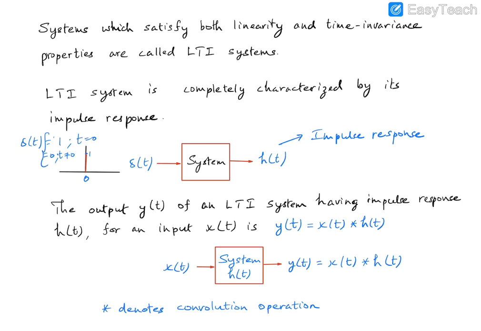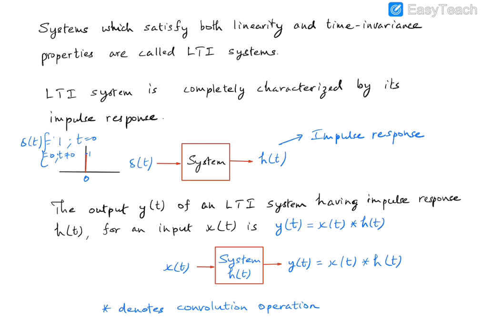So if we know this impulse response h of t, we can calculate the output of the system for any arbitrary input x of t, and that relationship between the input, output and impulse response is given by the convolution between the input and impulse response equals the output of the system. So the output y of t of an LTI system is nothing but the convolution between the input x of t and the impulse response h of t. The star here denotes the convolution operation. Again, convolution is something that we have seen in a different video already.